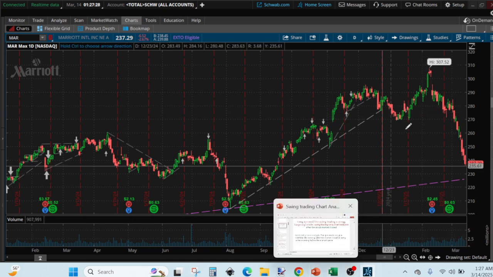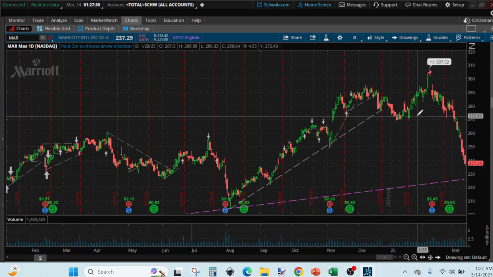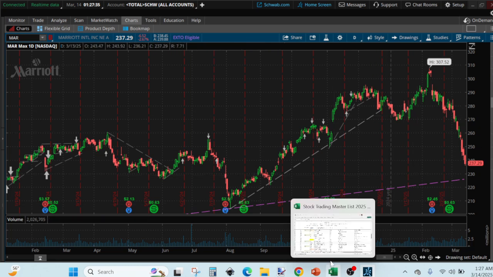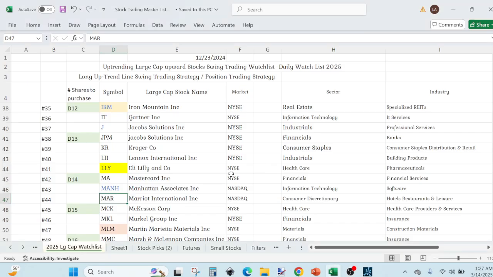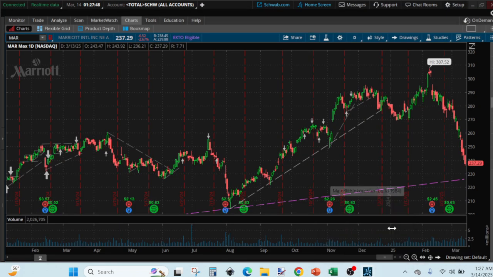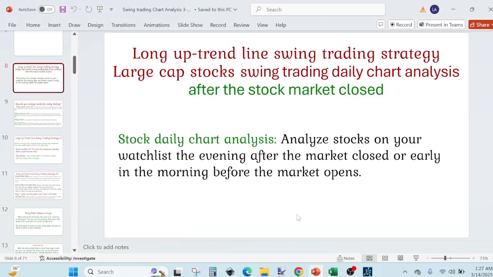So this concludes how you can do your swing trading chart analysis of stocks in your watch list to see if any is well positioned for you to buy some shares, or if you already purchased some you have in your portfolio, if any has a good amount of profits in it for you to sell when the markets open.